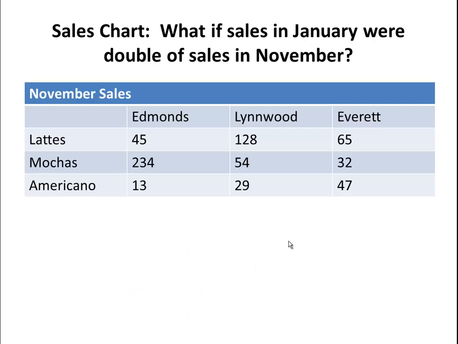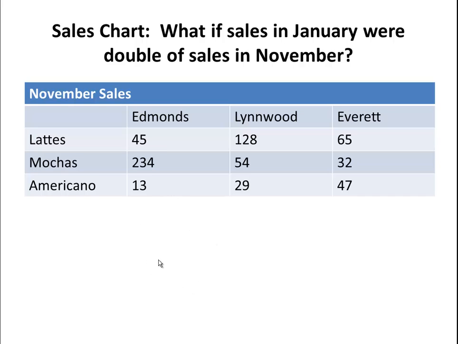Not so bad. Now let's see if it makes sense in the real world. Here I've got my sales for my lattes or my coffee shops at 3 different locations, and I'm just looking at 3 of my drinks. And I want to say, hey, January was a great month. It is basically double the sales of November. What would my chart look like? How do I get the chart that way?